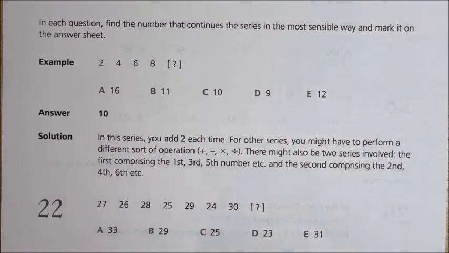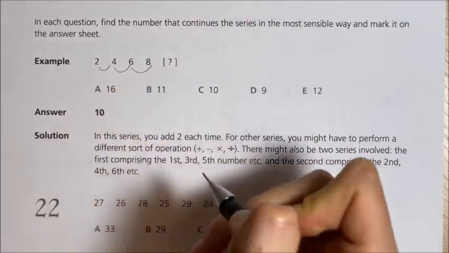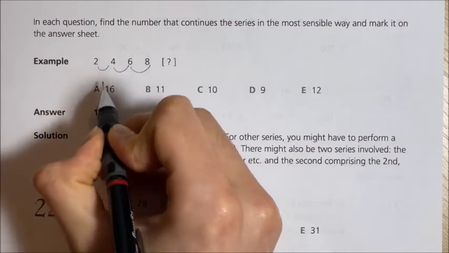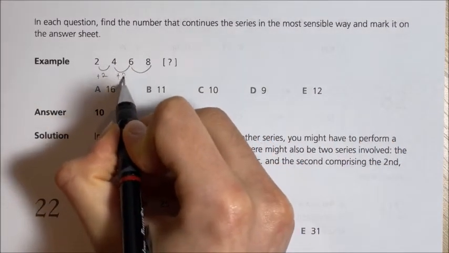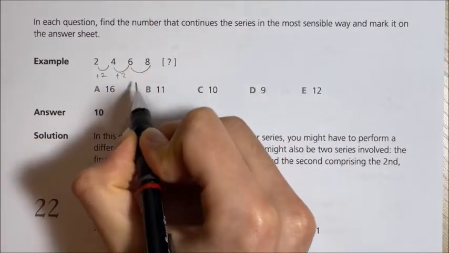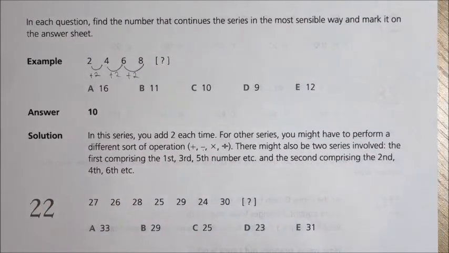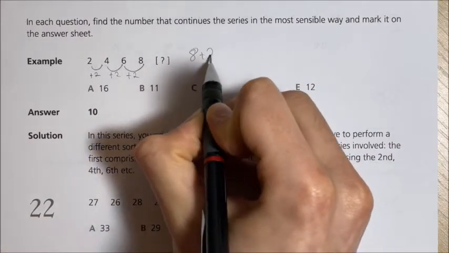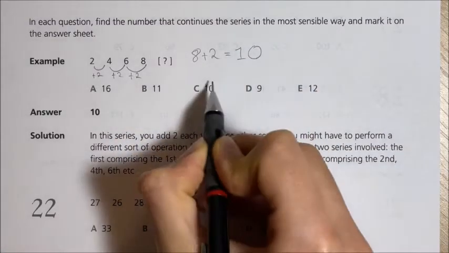The best way to do sequences is to find the gaps between each of the terms and see if there is a pattern. 2 to 4 means adding 2. 4 to 6 also means adding 2. And 6 to 8 again means adding 2. We can see that the pattern for this sequence is just to add 2 every time. So 8 plus 2 will give us our next number, and that number is 10. So the answer is 10.